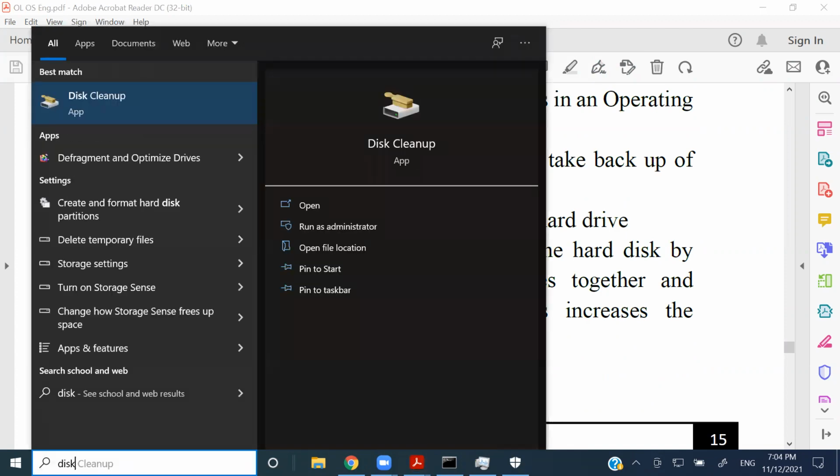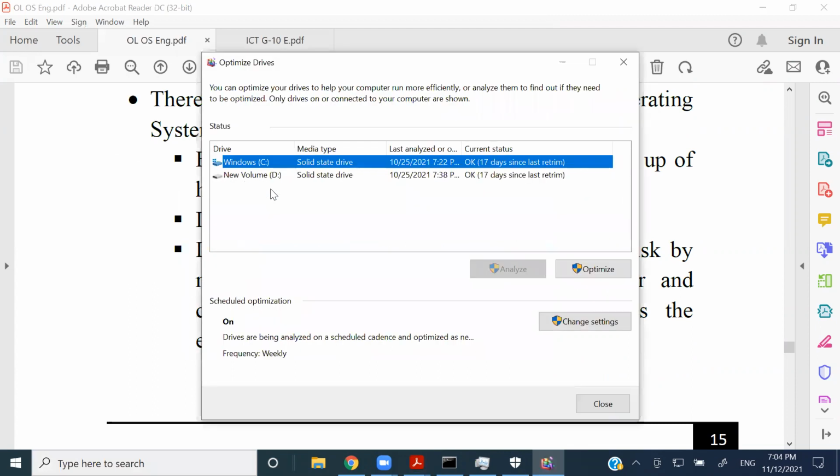If you take disk defragmentation, this is the program, defragment and optimize drives, right? So if you run this program, you can take all the data which is stored in your hard disk into one particular place, and the empty spaces will be gathered together, right? So it will help the hard disk to function more efficiently, right?